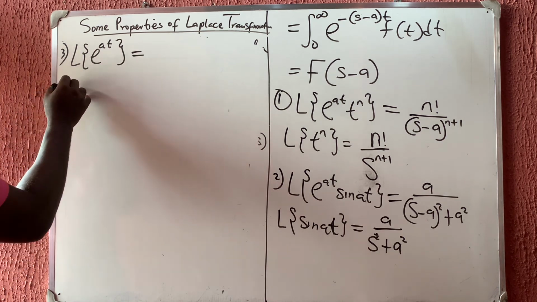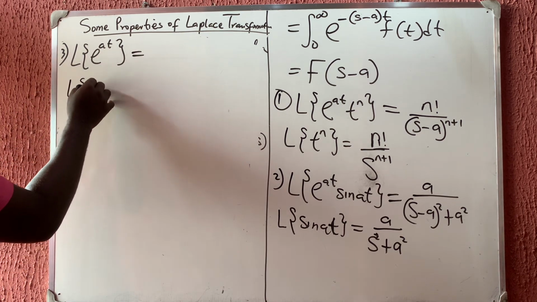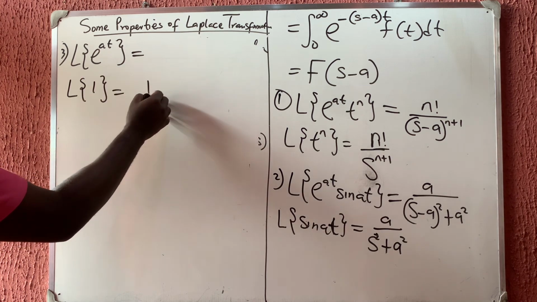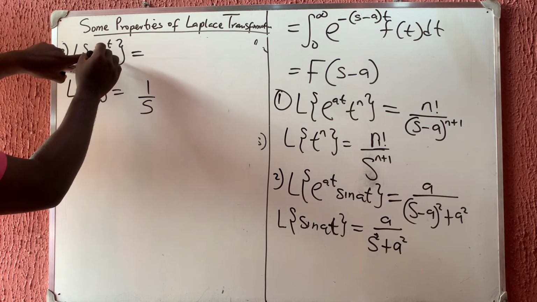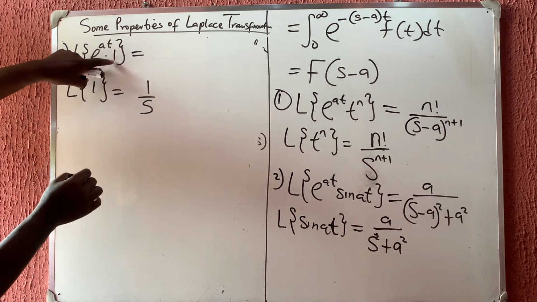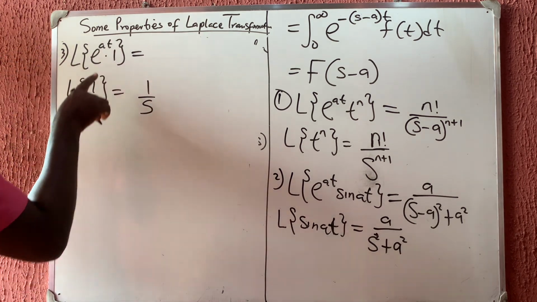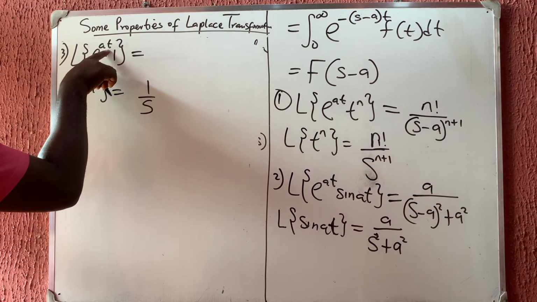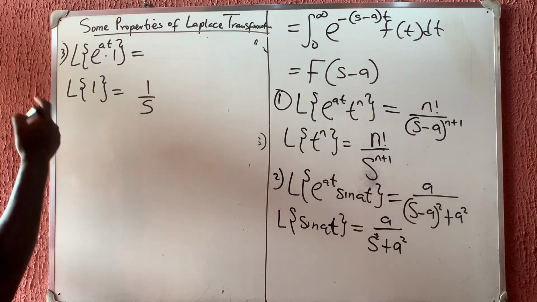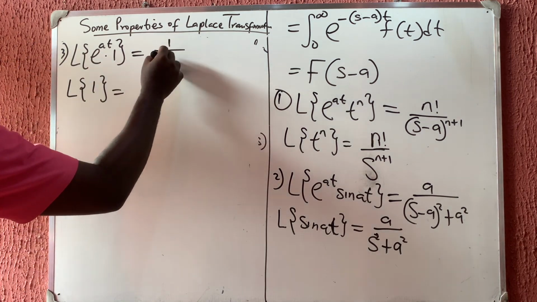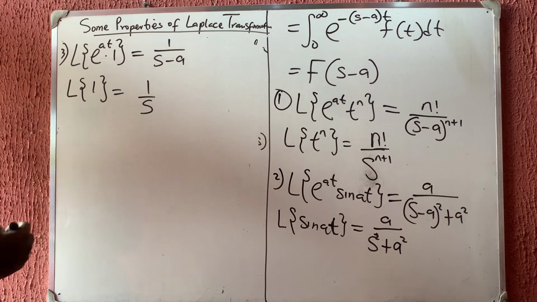We know normally that the Laplace transformation of 1 is written as 1 over s. We know this one, right? So now this thing is written as this times 1 here. Don't forget that whenever you have e raised to power at, that is going to be a function of s and a. So this is now 1 over s minus a. So that is what it is.